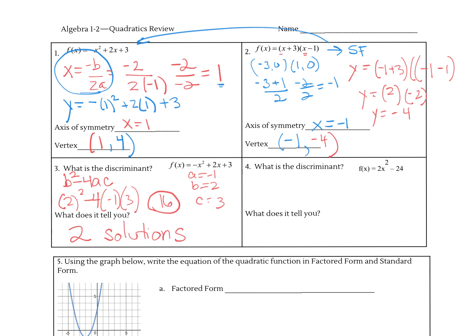Remember that if this discriminant number were negative, we would say that there's no real solution. We'd stop doing the problem. If this discriminant is 0, we would say there's 1 solution.